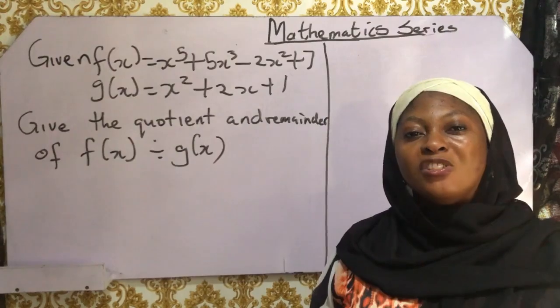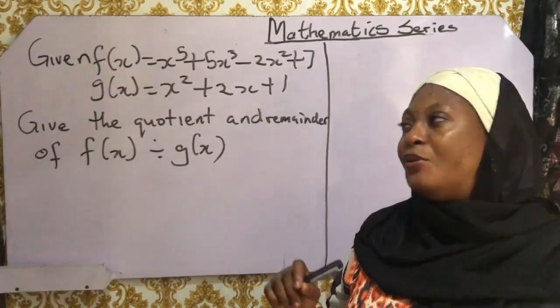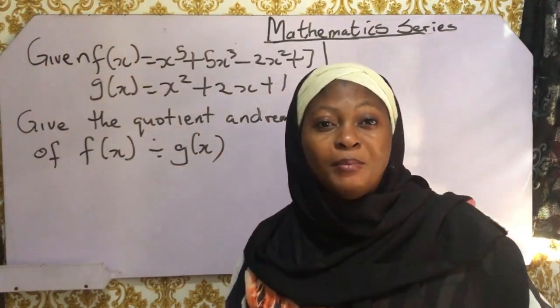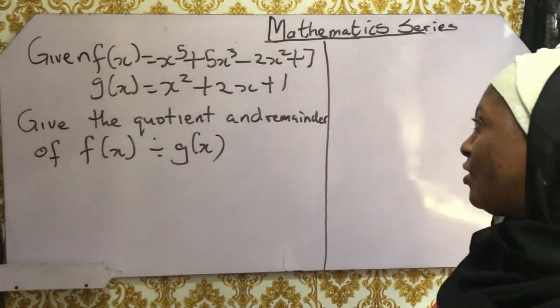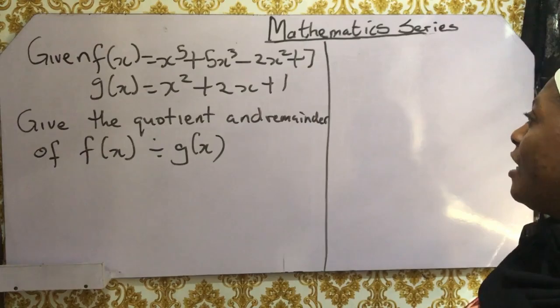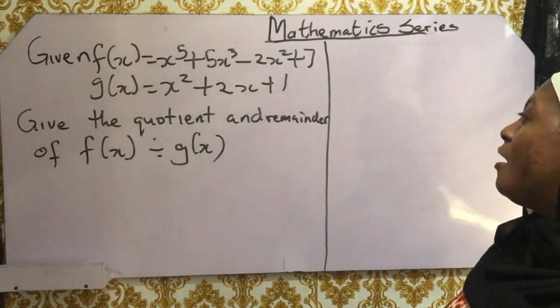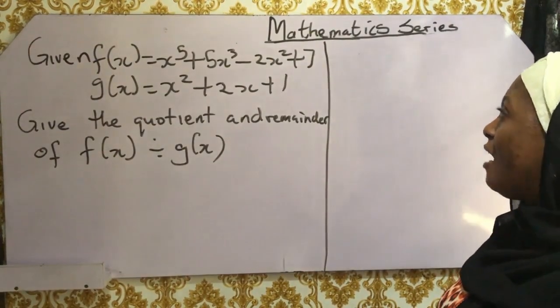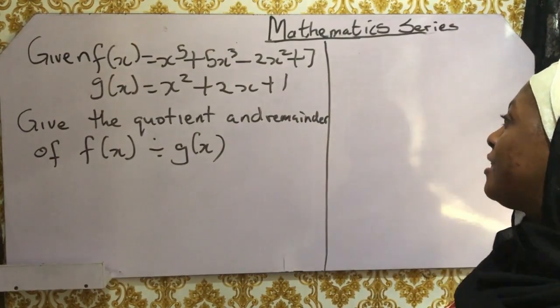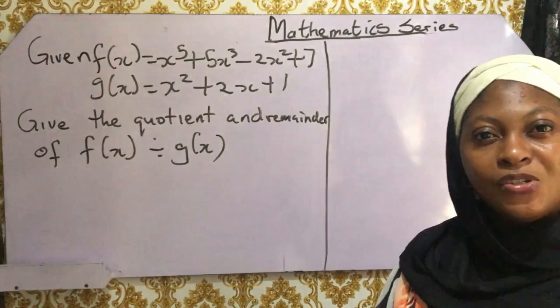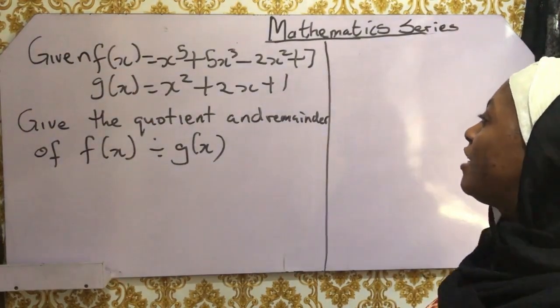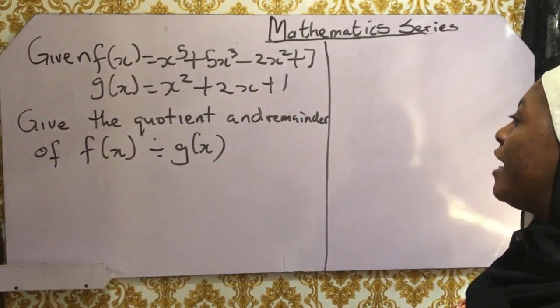Today we are going to be considering an example on polynomials. We have a question on the board. We have given f as a function of x is equal to x to the power of 5 plus 5x to the power of 3 minus 2x squared plus 7, and g as a function of x is equal to x to the power of 2 plus 2x plus 1.